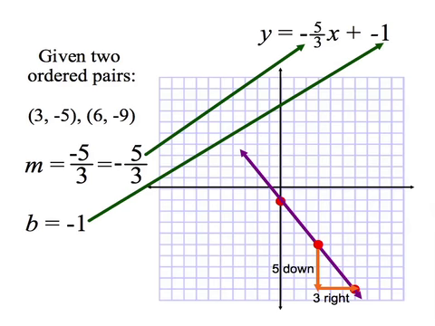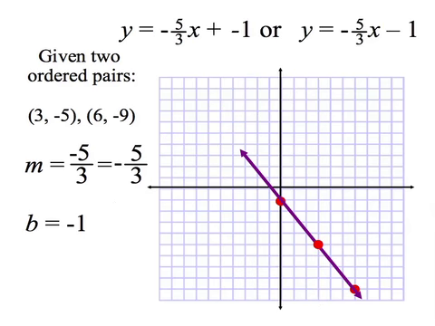And then we get rid of our scratch work again. And we also write the equation in the more common way. Instead of y equals -5/3 x plus -1, it's more commonly written y equals -5/3 x, take away 1.